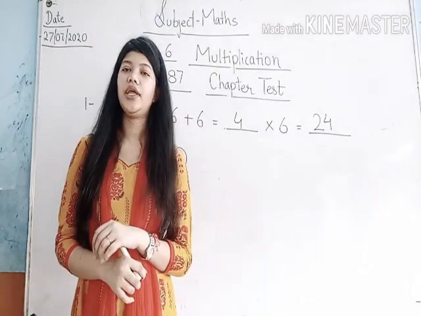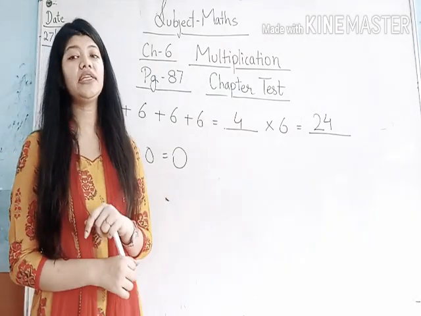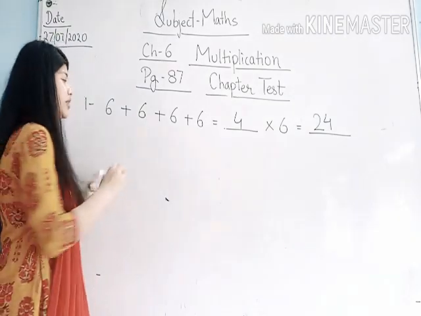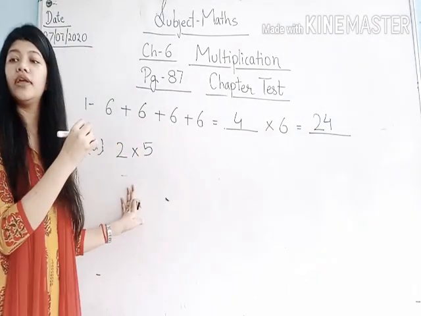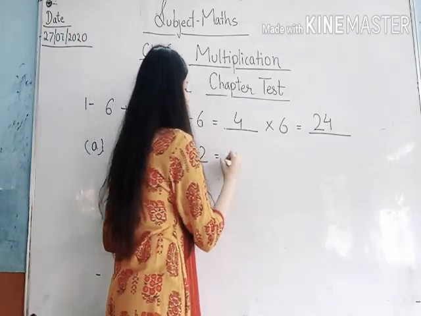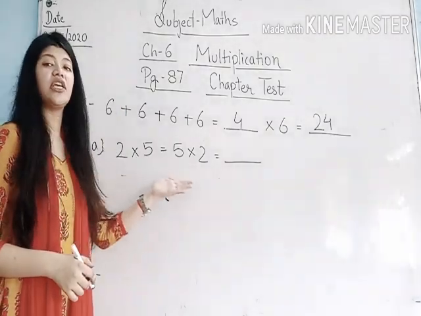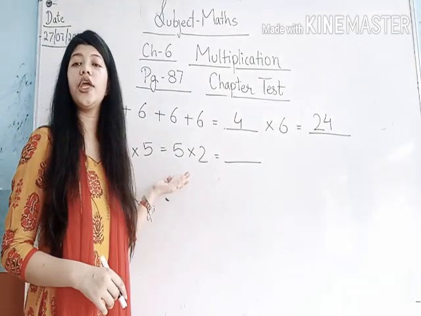Only 0. Clear? This was all about these three properties. Now let's come to the exercise. First one is 2 into 5 is equal to 5 into 2 is equal to dash. Now students, see here, 2 into 5 is equal to 5 into 2. Now tell me which property we are following here.